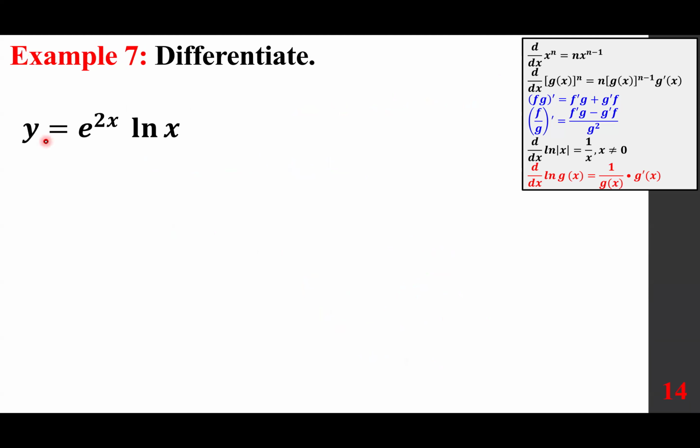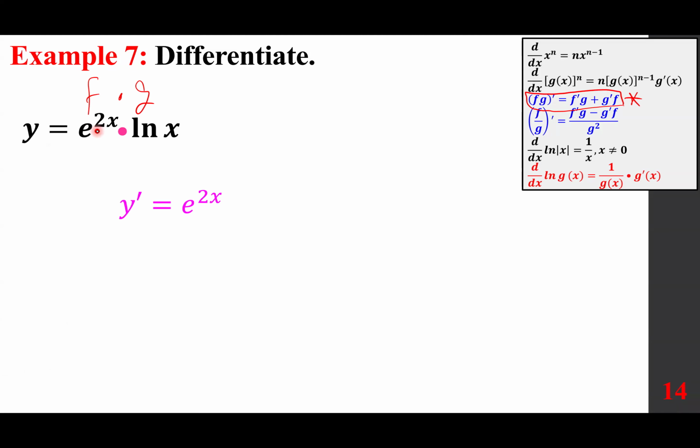All right, we want to differentiate y equals e to the power of 2x times ln x. And we notice it's the product of e to the power of 2x and ln x. We use the product rule. For e to the power of 2x, we want f prime, and for any exponential, the answer is itself, e to the power of 2x.